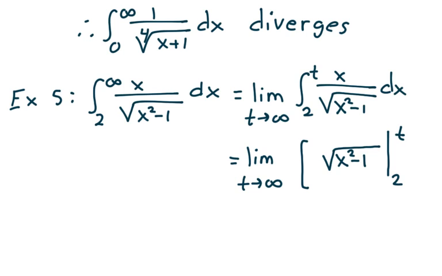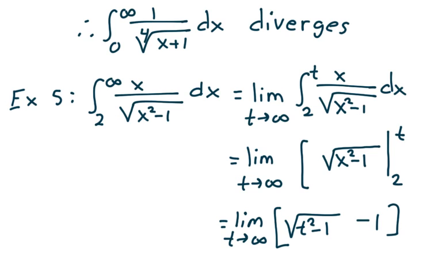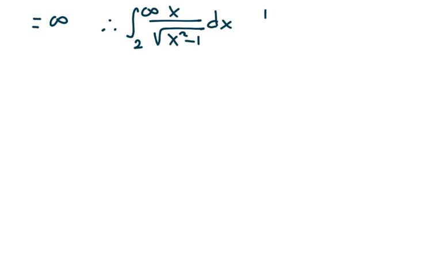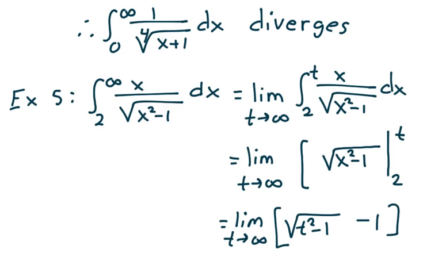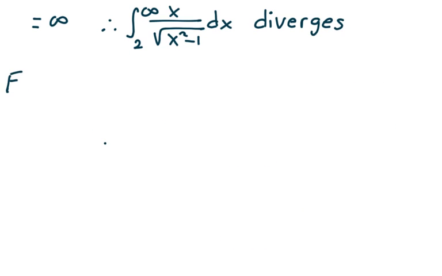So when I come back over to here, I get the limit as t goes to infinity of the square root of t squared minus 1 minus 1. And so the answer is infinity. And what we can say from there is that the integral from 2 to infinity of x over the square root of x squared minus 1 dx diverges. And that's example 5.